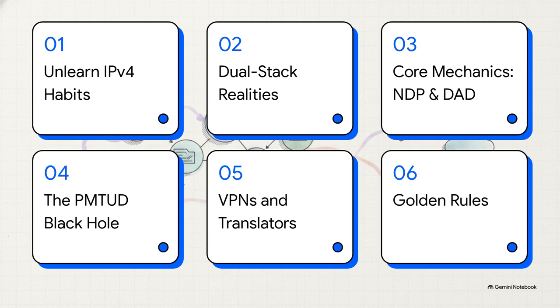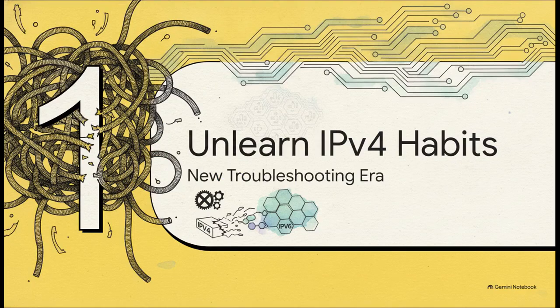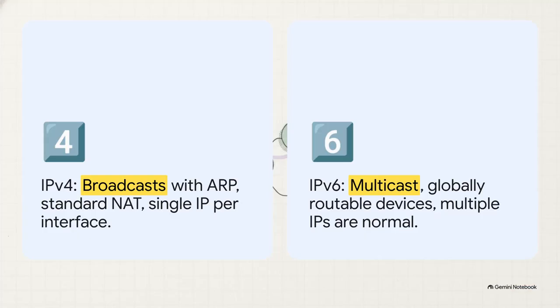It might feel like trying to read a map upside down at first, but I promise, by the end of this, things like mysterious MTU failures and those pesky VPN leaks are going to be completely demystified. All right, Section 1, Unlearning IPv4 Muscle Memory. Before we can fix IPv6, we really have to break those ingrained IPv4 habits. Let's look at the contrast here.